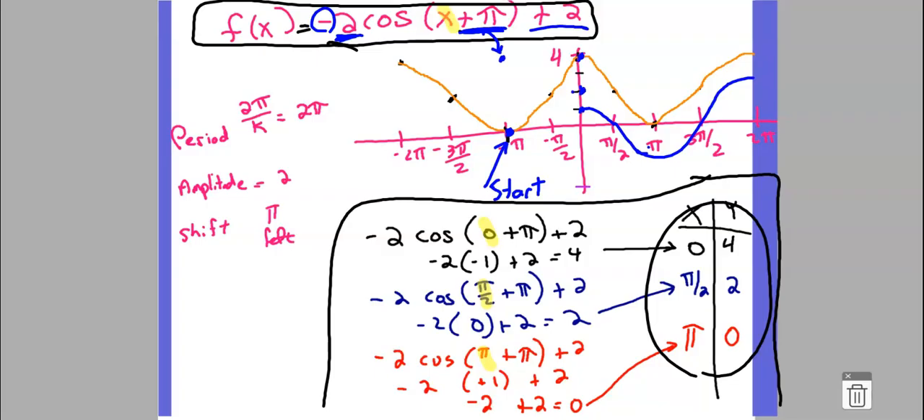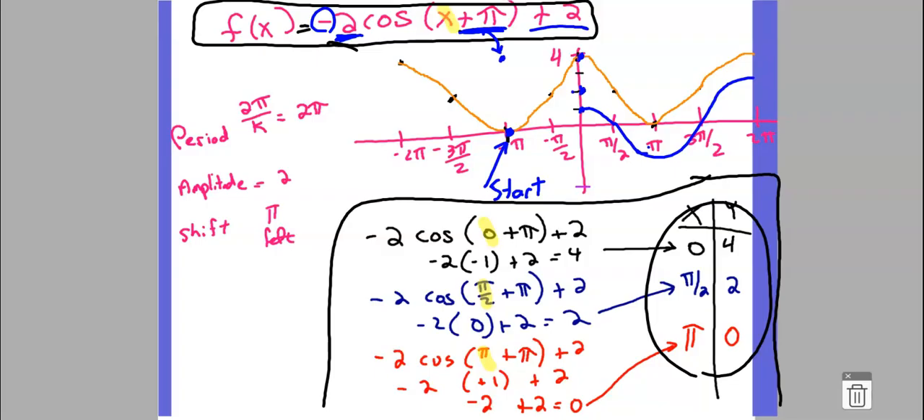Or again, once you can do this, you just start an XY chart and do it from there. So hopefully you understand how to graph any of the trig functions. I showed you transformation-wise, and I showed you using the XY chart. Both methods, you can use either one that will help you.